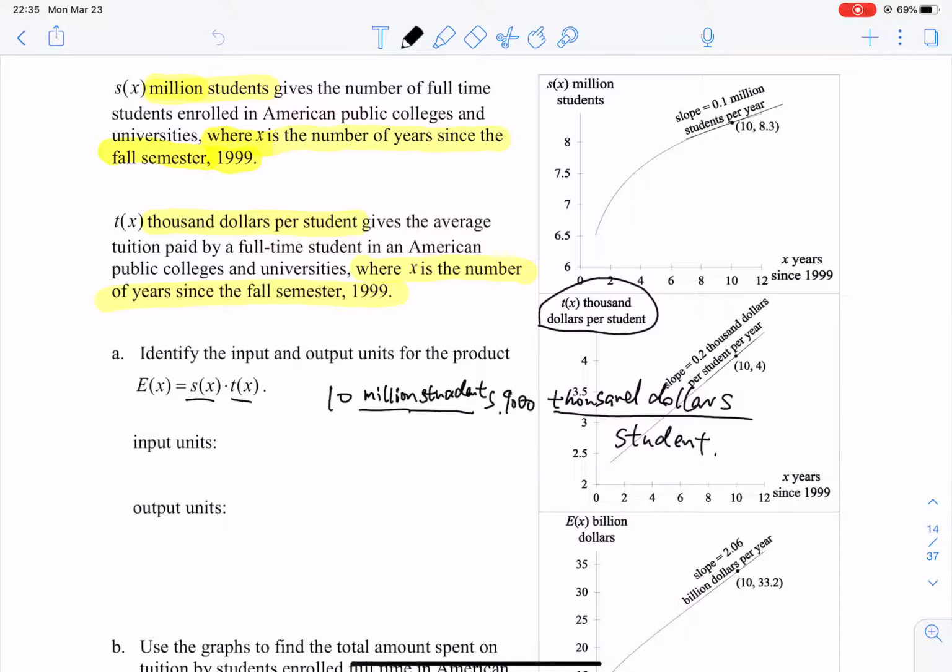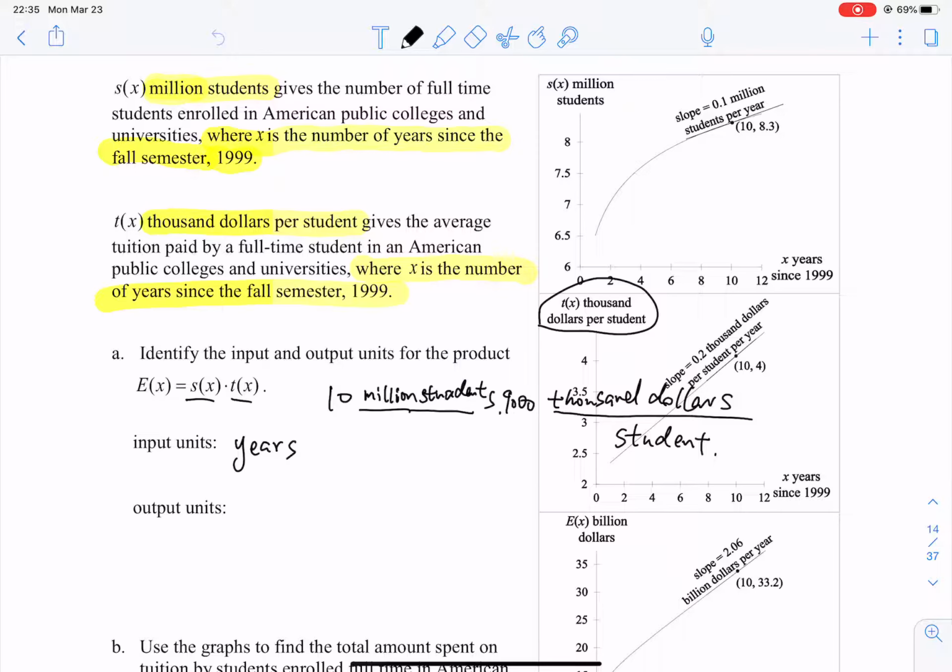So this first question, for the new function e of x, what is the input unit? What is the input variable? Just the x. So the unit for x is just a year. So the input unit is just years. Then what is the output unit?